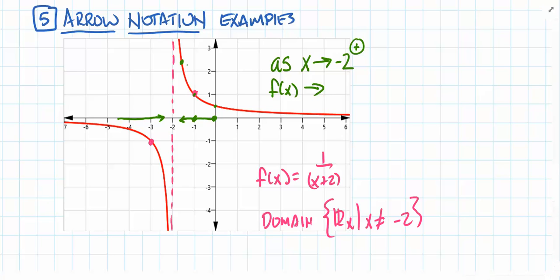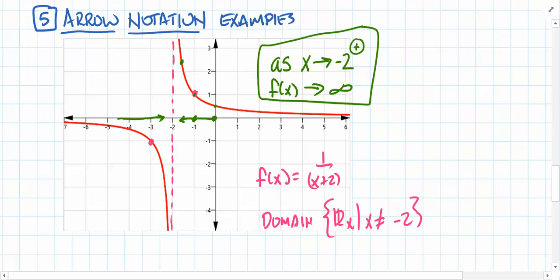It's called infinity. It goes to infinity. So the closer and closer I get to negative 2, the bigger and bigger my function gets. This is called arrow notation. We are describing, as we're getting close to some value of x, what our function does.